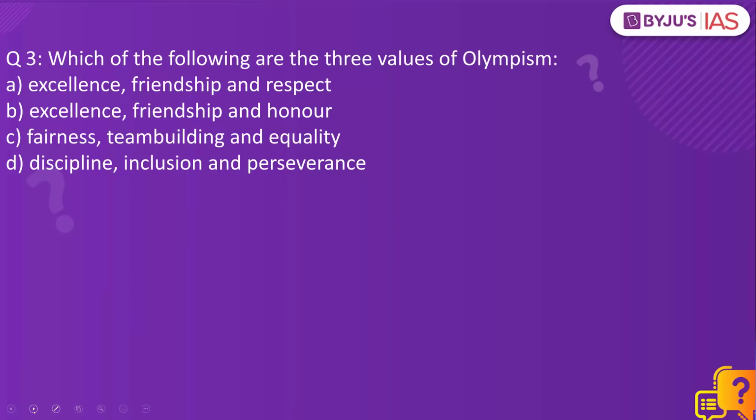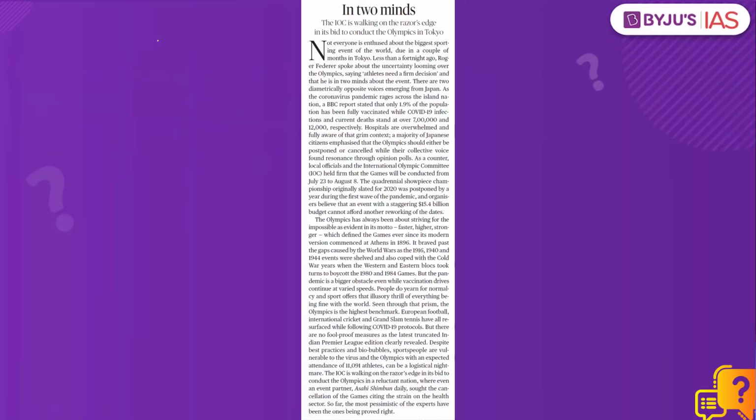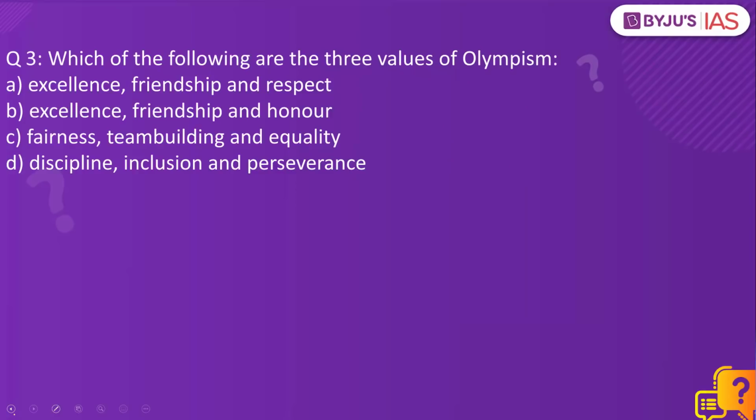Which of the following are the 3 values of Olympism? What is the context? This is today's The Hindu newspaper, an editorial. The Olympic Games, which were earlier scheduled to be conducted in 2020, were postponed because of the pandemic. Now they are scheduled for July 23, but we don't know whether the Olympic Games will be conducted or not. In this context, let's look at question number 3.